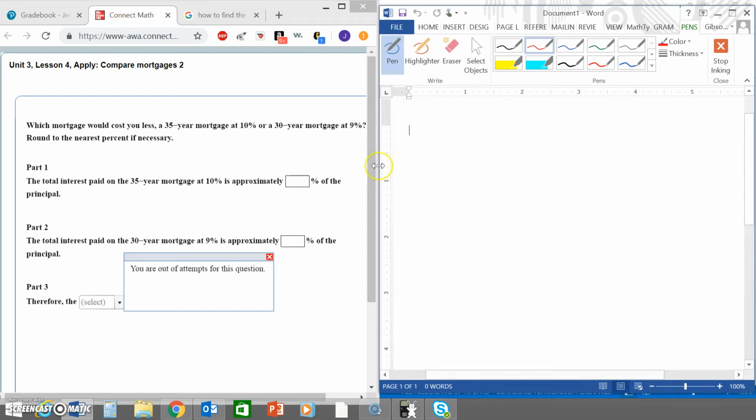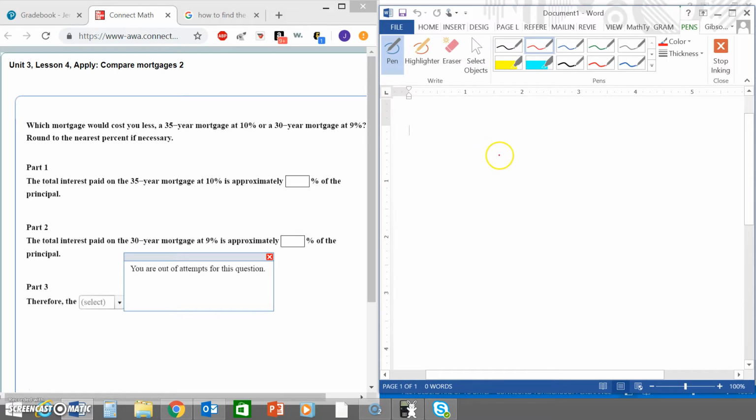I got your email, and now I'm going to work through this problem with you. It says, which mortgage would cost you less, a 35-year mortgage at 10% or a 30-year mortgage at 9%? Round to the nearest percent if necessary. Part 1. The total interest paid on a 35-year mortgage at 10% is approximately blank percent of the principal.